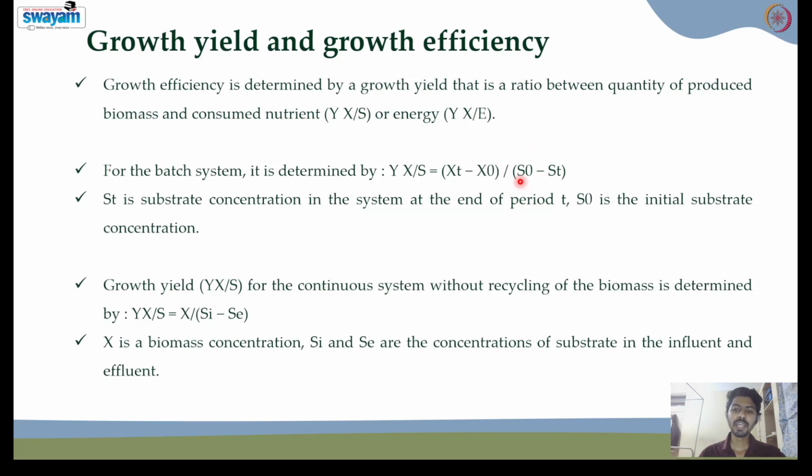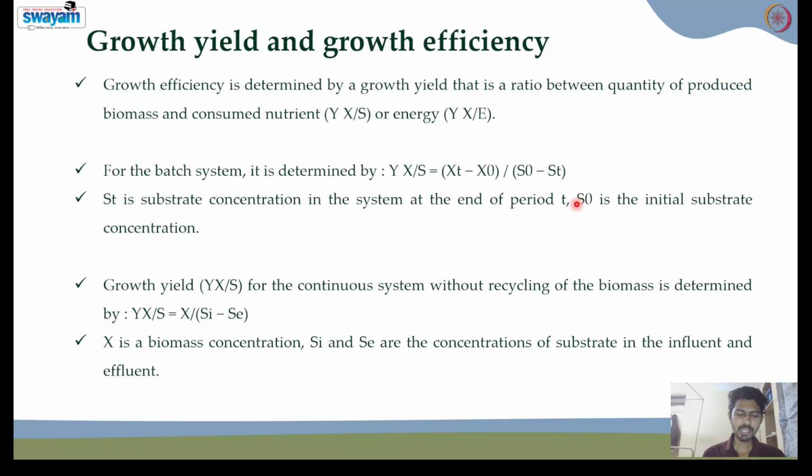For example, I am providing 1 kg of glucose in the media and I add the microorganism. The microorganism consumes this substrate, so its value decreases as time proceeds, right? So if we take 1 kg of substrate initially, after 1 hour the substrate concentration might drop to 0.5. That is why it is the initial concentration minus the final concentration. As cells consume these nutrients, their concentration decreases drastically as time proceeds.